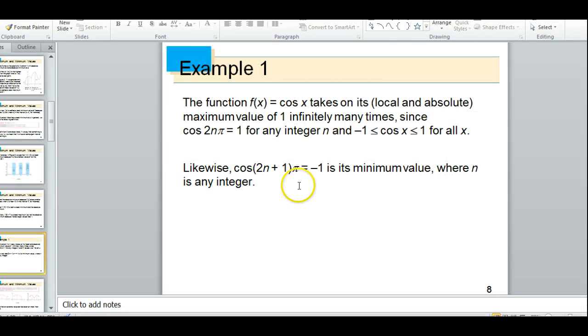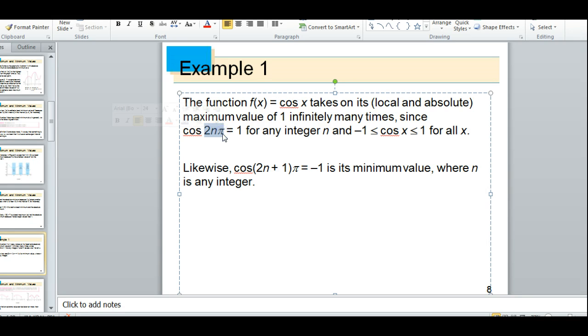So let's go back to our slides, and it says we hit the maximum value infinitely many times. Let me just remind you from pre-calculus, this is how we write even multiples of pi. The cosine of even multiples of pi is always 1, and this is the way we write odd numbers. So the cosine of odd multiples of pi is negative 1.